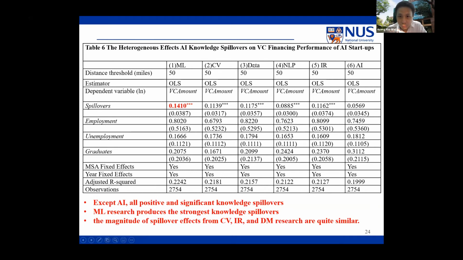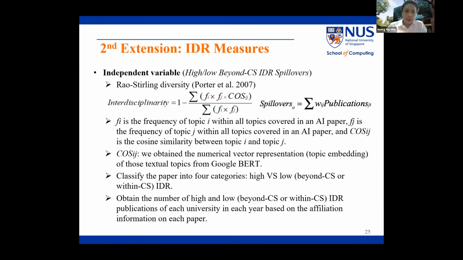These 3, 2, 3, 5, they are similar in terms of size. And a little bit surprising is that natural language processing top conferences always matter relatively less, which is a little bit counterintuitive. And the second extension is about the interdisciplinary effect.